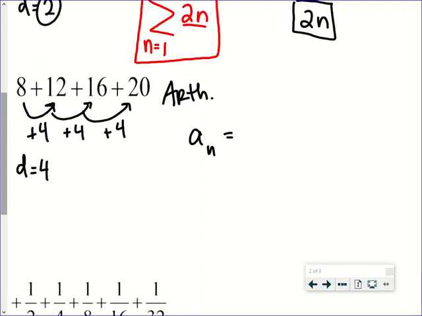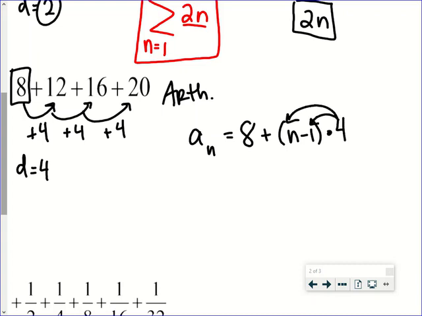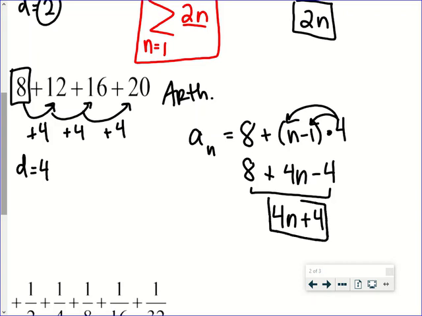So a sub n equals our a1, so our first number of our sequence is 8, then plus n minus 1 always, times the pattern, your d, which was plus 4. Now in order to simplify, we distribute and we solve it. So 8 plus 4 times n is 4n, minus 4 times 1 is 4. Then we just combine, so we get 4n plus 4 is going to be our equation in our sigma.